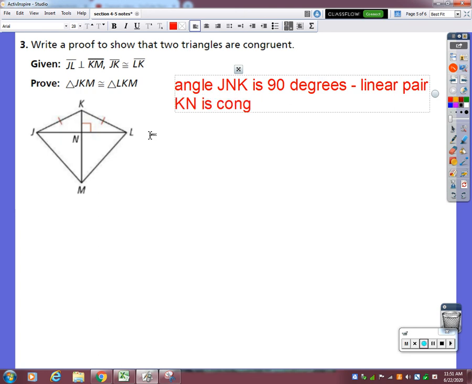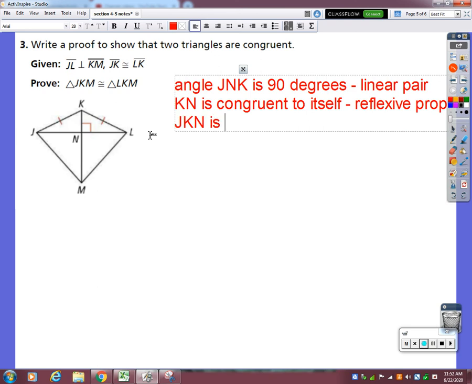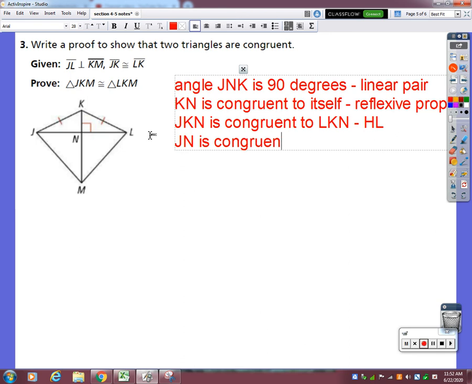I know that KN is congruent to itself. Again, that's the reflexive property. Therefore, I know that triangle JKN is congruent to LKN by hypotenuse leg. Okay, where do I go from there? So that means that JN is congruent to NL by CPCTC.